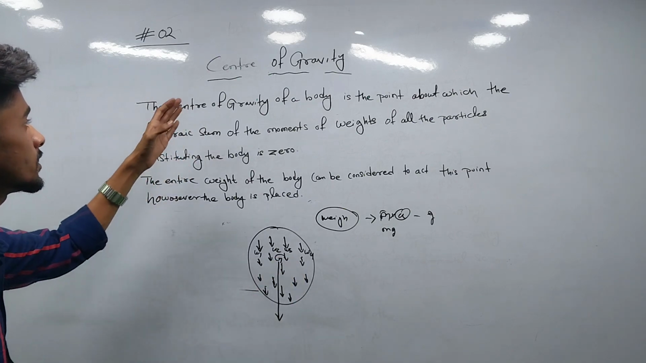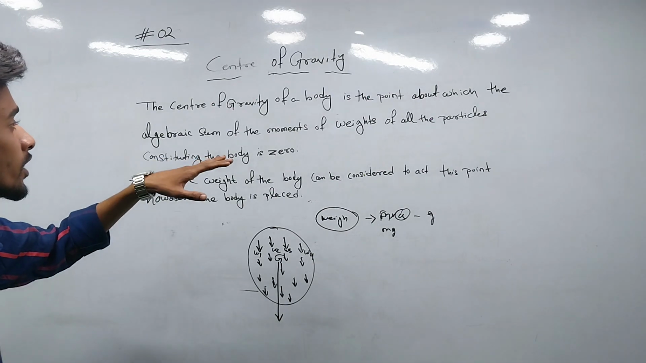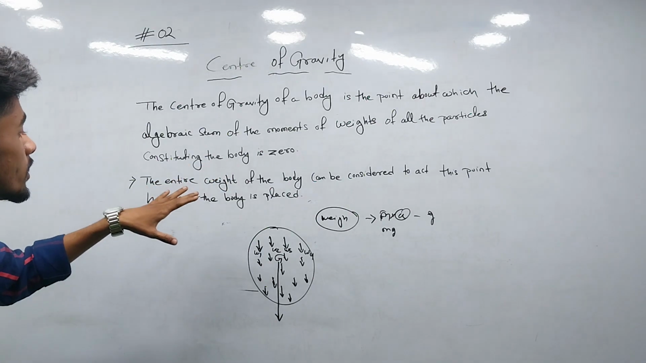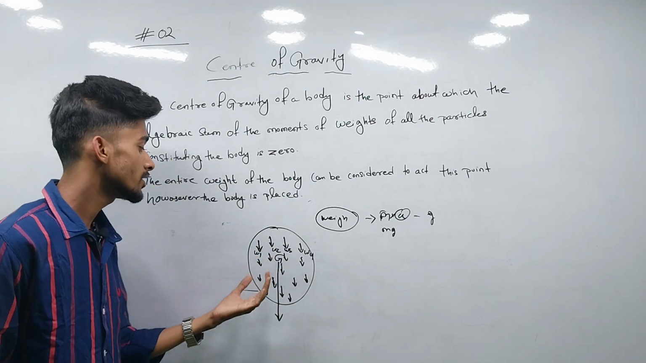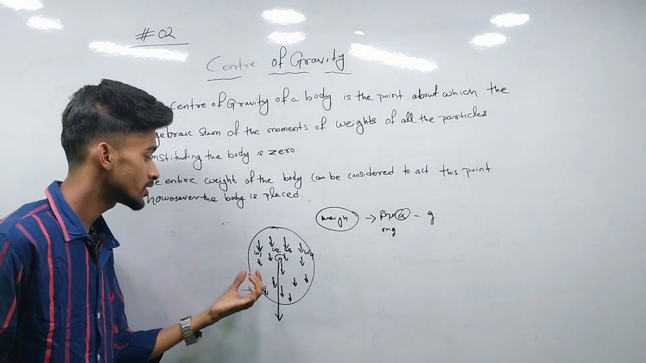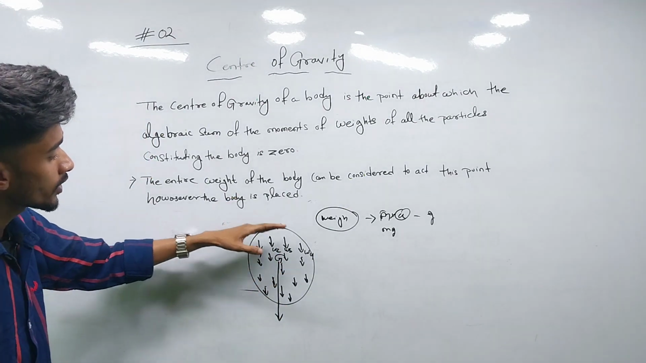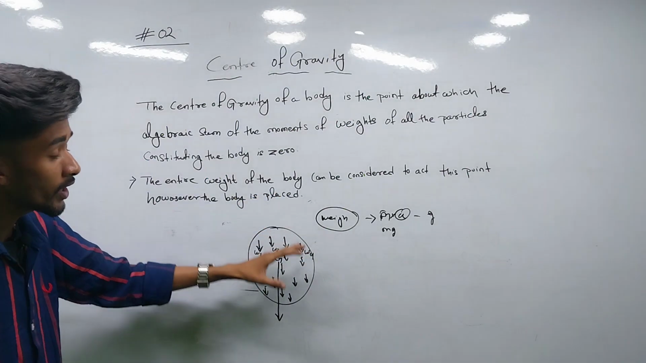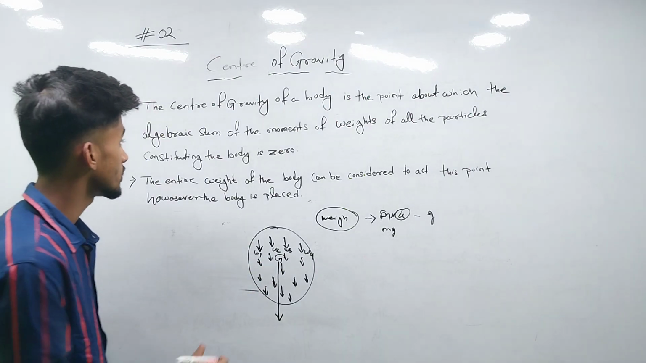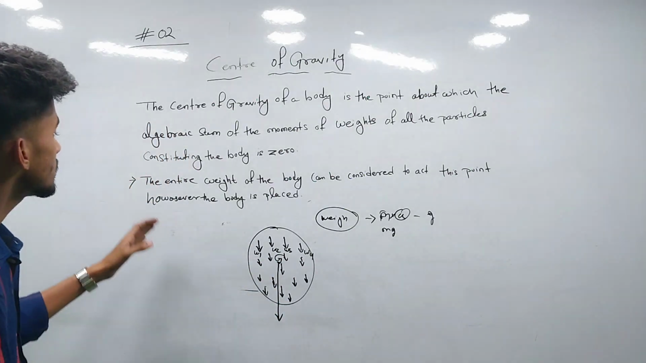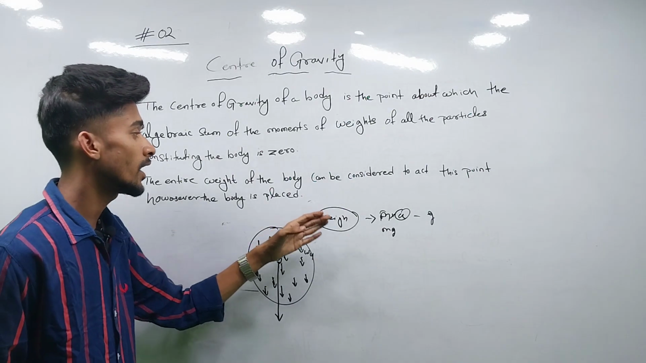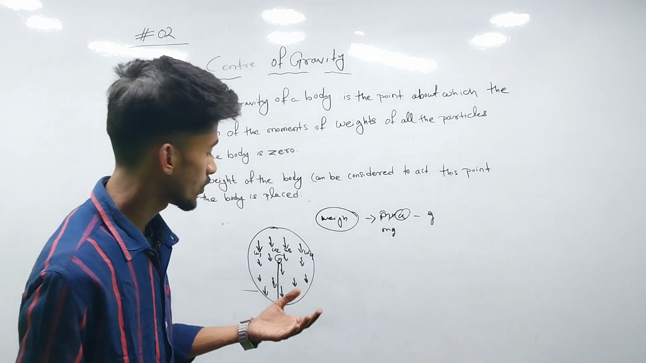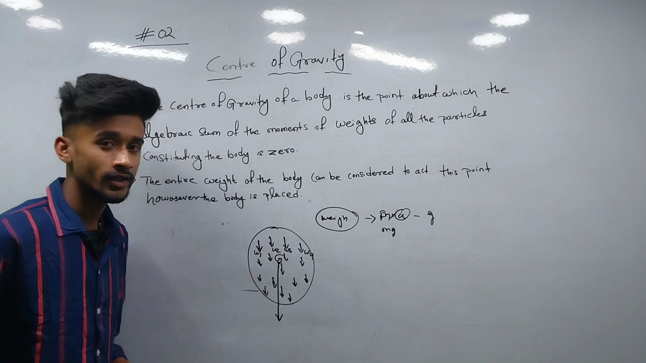We can simply state that the center of gravity of a body is the point about which the algebraic sum of the moments of weights of all the particles constituting the body is 0. There are several particles on the object, and every particle has a different weight. The point at which the moment of the weight is 0 is known as the center of gravity. Or you can say that the entire weight of the body can be considered to act at this point, however the body is placed. Whenever you place the object, the point G will be at the same place.